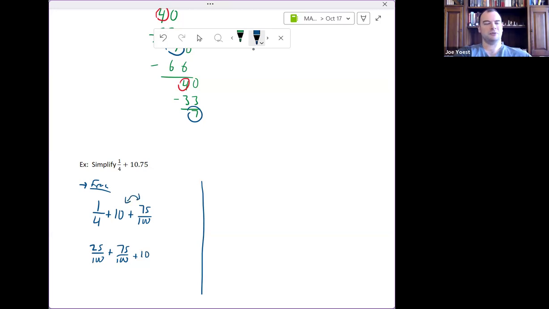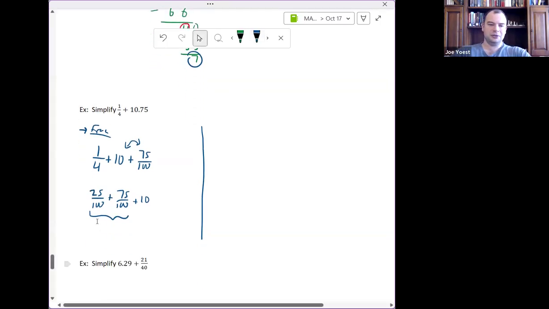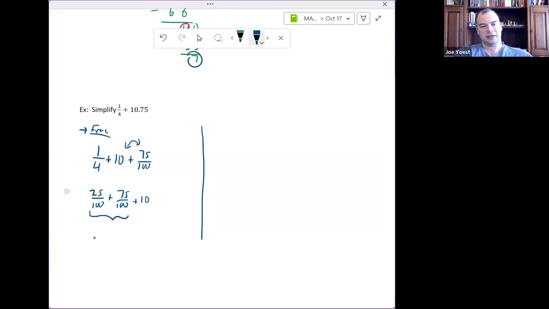I can use my commutative property of addition to switch these two. And I see I now have the sum of two fractions with a common denominator. I can add the numerators. Keep the same denominator. I get 100 over 100, or just 1, plus 10. That's just 11.